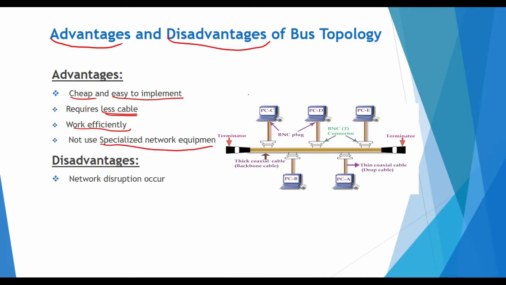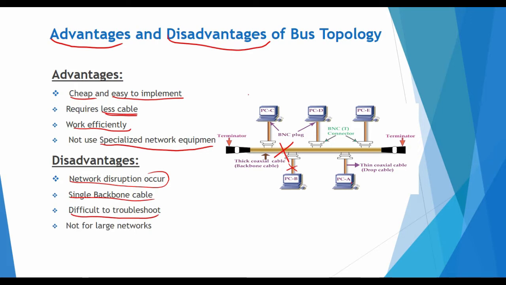And some disadvantages are network disruption might occur when computers are added or removed. If the cable is damaged, the entire network will fail. It is difficult to troubleshoot problems, very slow, and not ideal for larger networks. Low security, due to all devices receiving the same signal from the source, like a single broadcast domain.